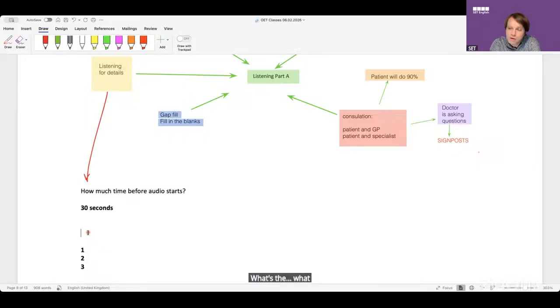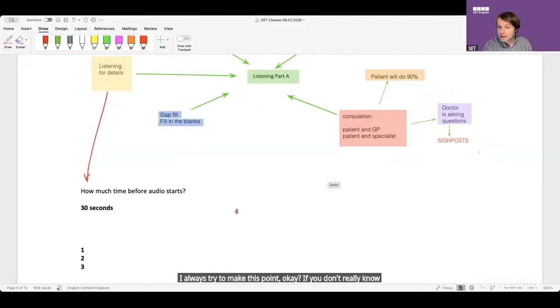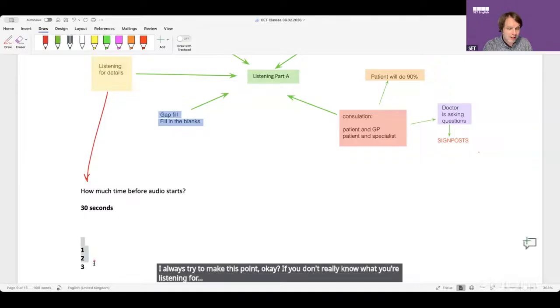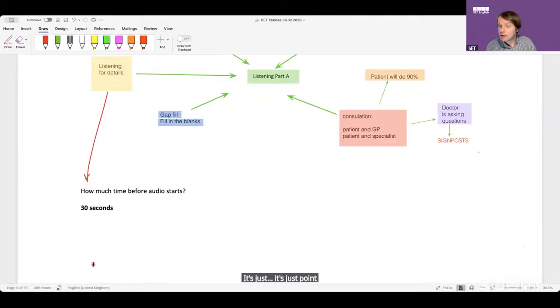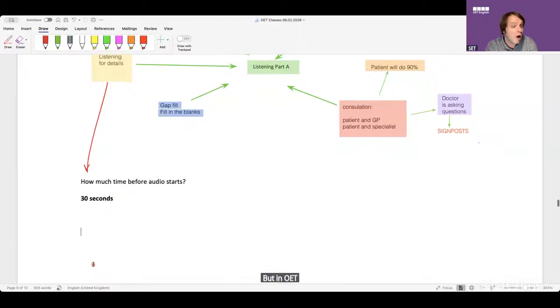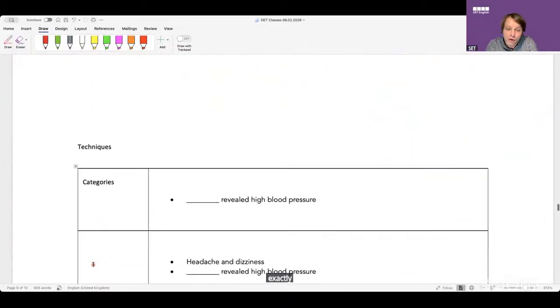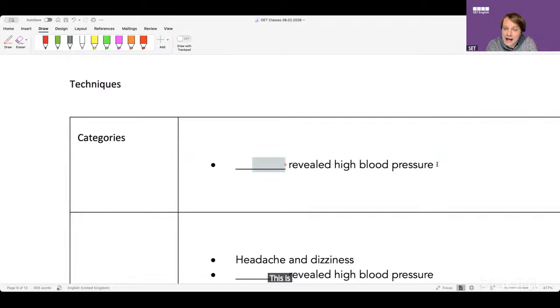What's the answers? I always try to make this point, okay? If you don't really know what you're listening for, it's just a pointless test. But in OET, we do know exactly what we're listening for. This is an example here.